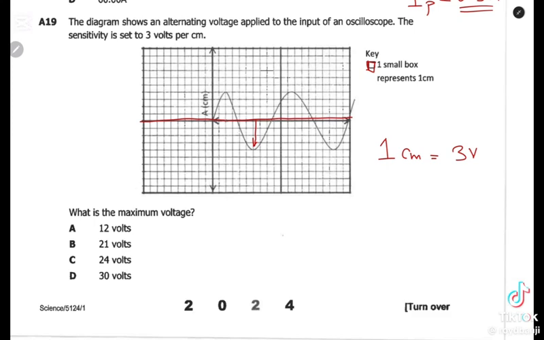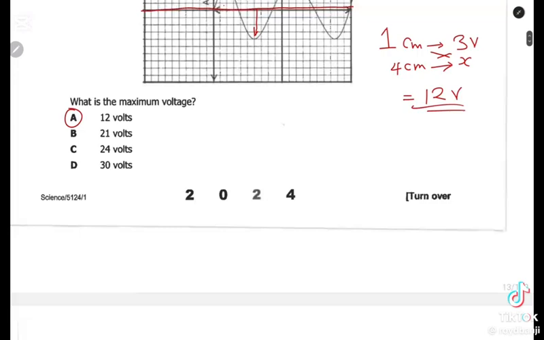Now how many boxes are there from this line up to the top there? You find that there are how many? 1, 2, 3, 4. So there are 4 boxes to reach this point here. So which means, what about 4 centimeter? What would be the voltage? Okay, so we put X. So 1 centimeter is equals to 3 volts. What about 4 centimeter is equals to dash? We cross multiply. So you're going to have 3 multiplied by X is equals to 3 multiplied by 4. You're going to have 12 volts. Okay, so the maximum voltage is 12 volts. That is how you work out this one.